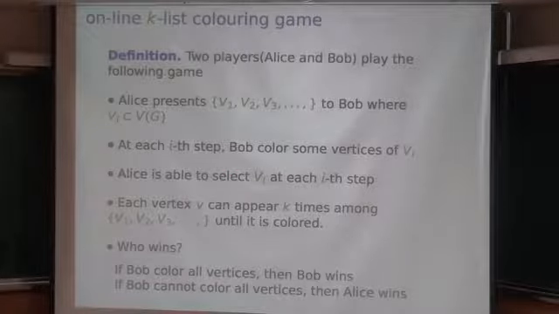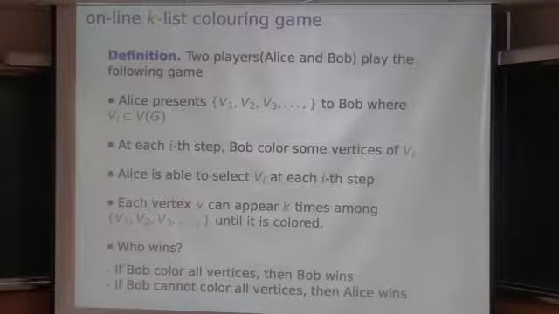We have two people, typically Alice and Bob. Alice presents some subset of vertices, and then Bob colors among those vertices. Alice is able to select the subset V_i at each step i. There is one restriction: each vertex can appear at most k times until it is colored.